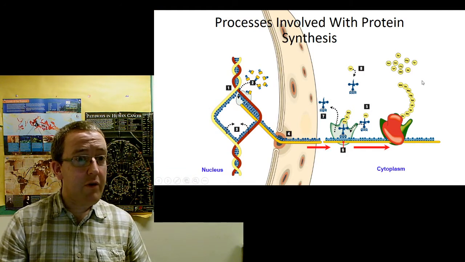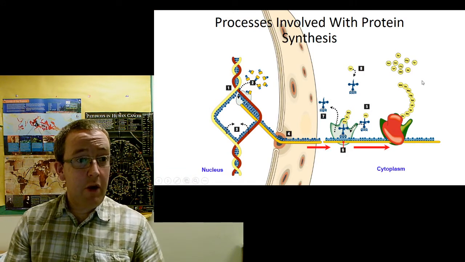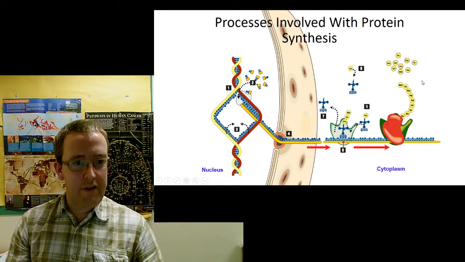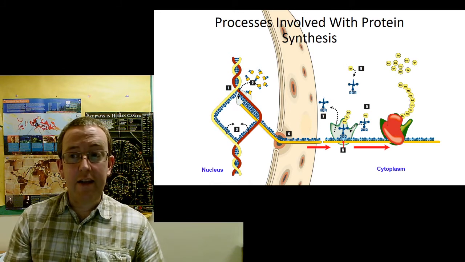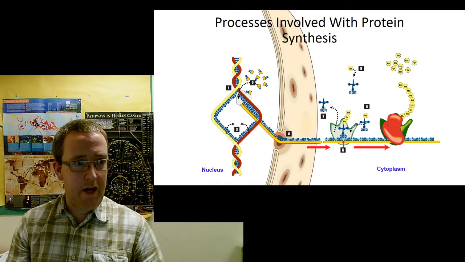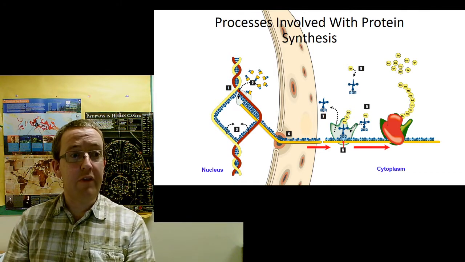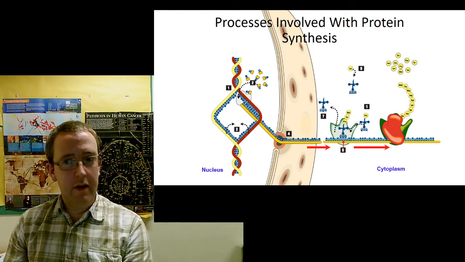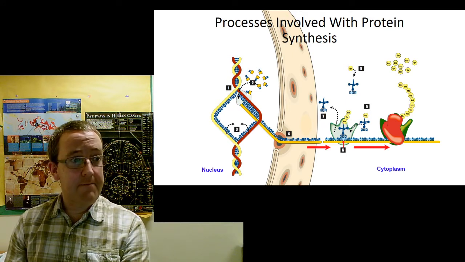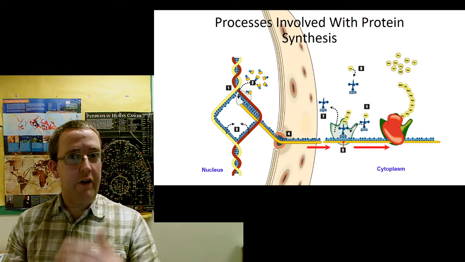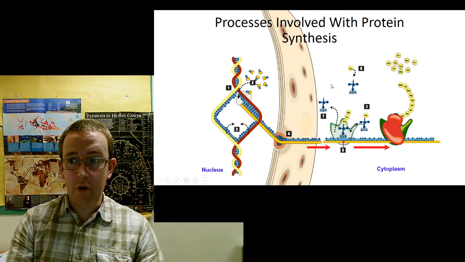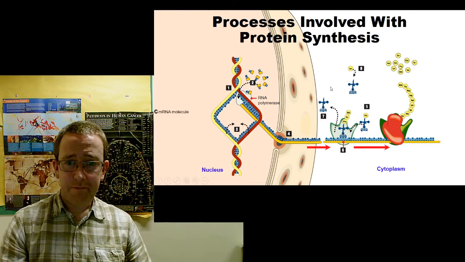Let's have a look at processes now. So now we're going to do the same with 1, 2, 3, 4, 5, 6, 7 and 8. And these are things that are happening. So they're not structures, they are processes. So pause the video now. What is happening at 1, 2, 3, 4, 5, 6, 7 and 8? Okay, great. I hope you've done that now. So let's have a look at some answers.